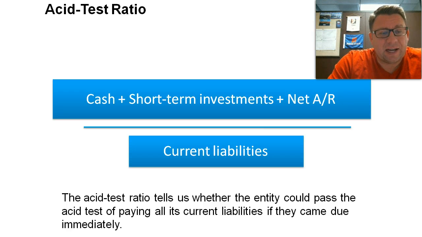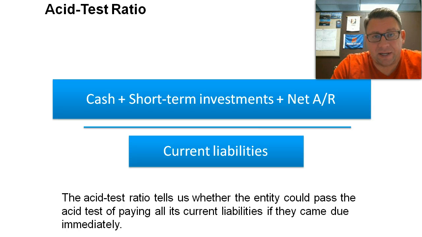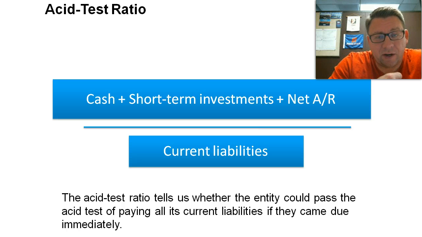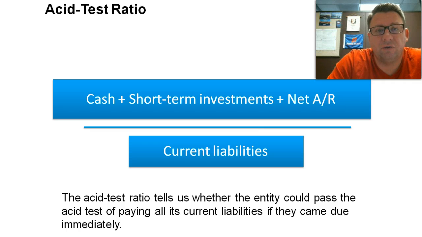So the acid test does not use all of our current assets in the numerator. It uses cash, it uses short-term investments, and it uses net accounts receivable. We then divide that by our current liabilities. The reason that we don't use supplies, inventory, prepaid assets, these other items that are normally current assets, is because they don't immediately, or they might take longer to turn to cash.